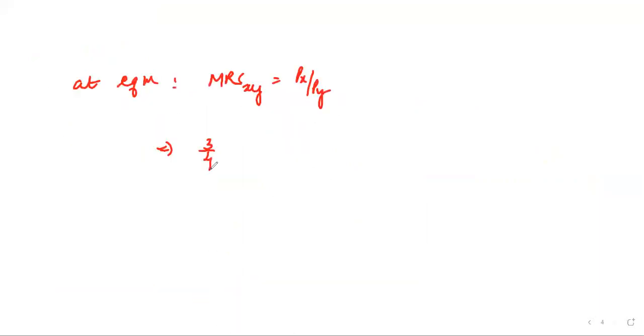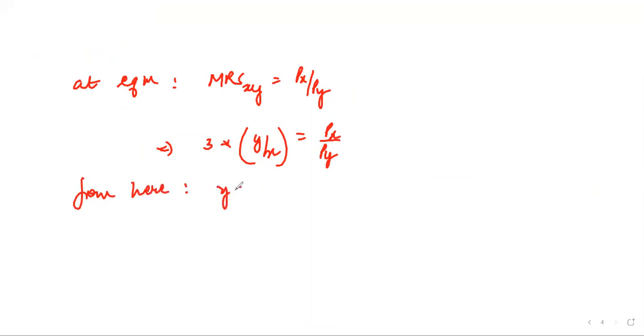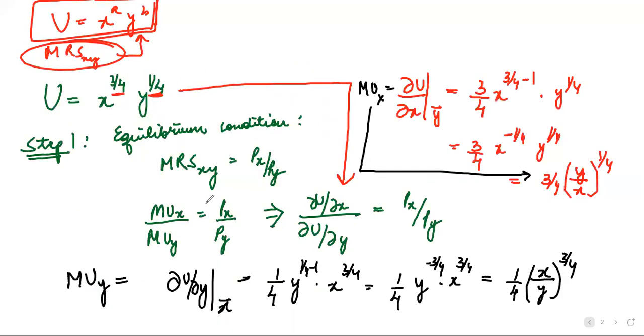Sorry, this is just 3. So 3 into y by x is equal to px by py. From here, just find out the value of y. So your y is going to be px by py into x by 3. This is the value of y. So I have done step 1 completely.